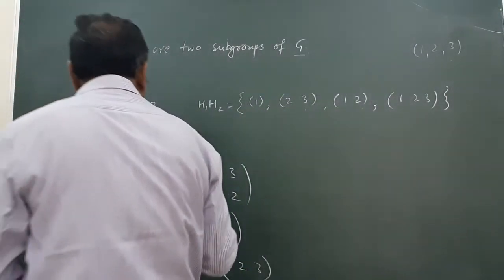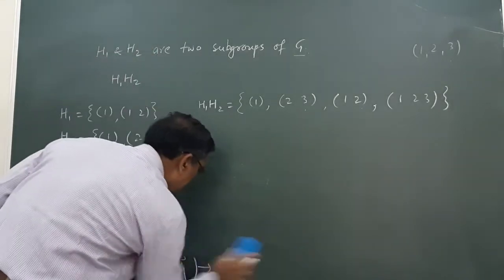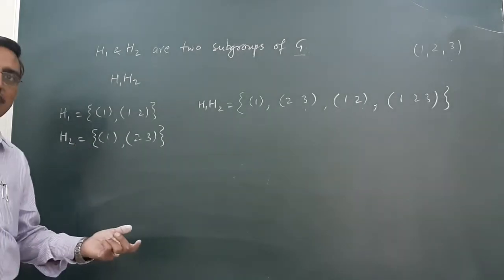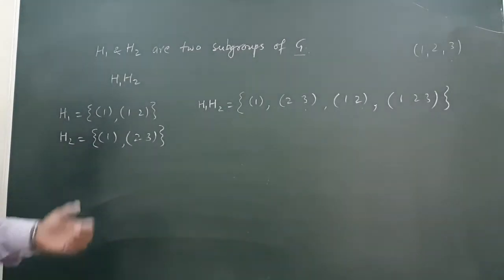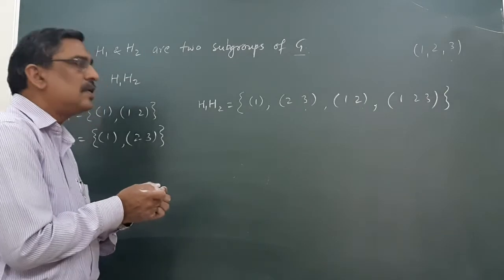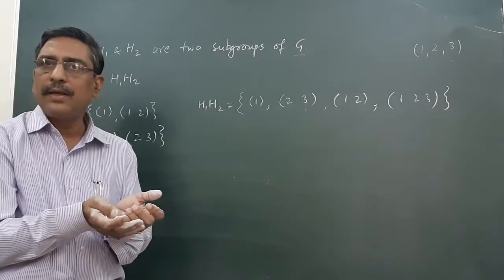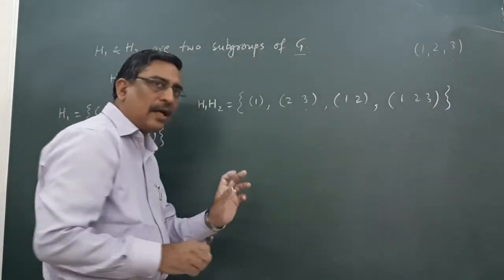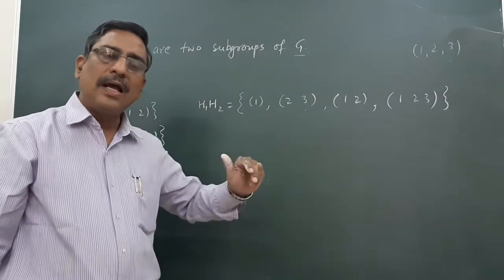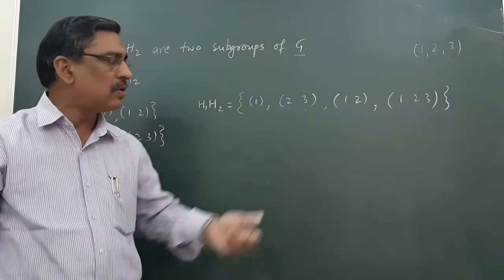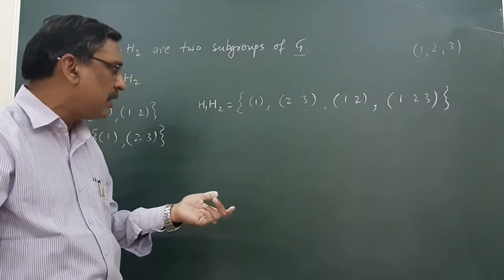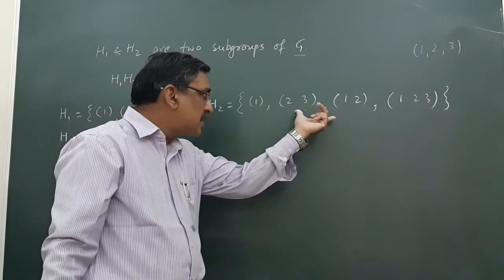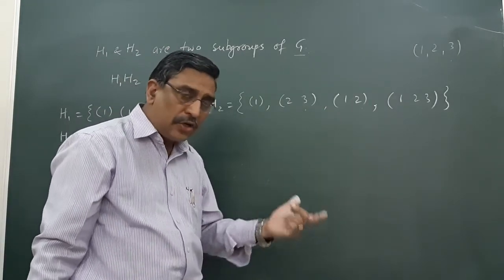Now, whether H1 H2 is a subgroup or not, let us first find the closure property. What is the closure property? Any two elements of it are combined, then the result of the combination of these two elements will again be an element of this set. Is it true or not?